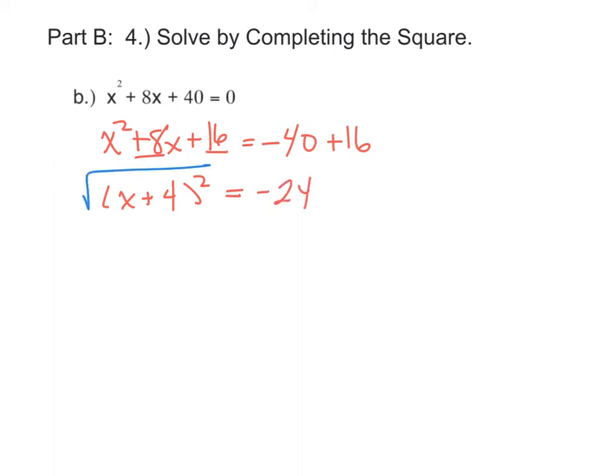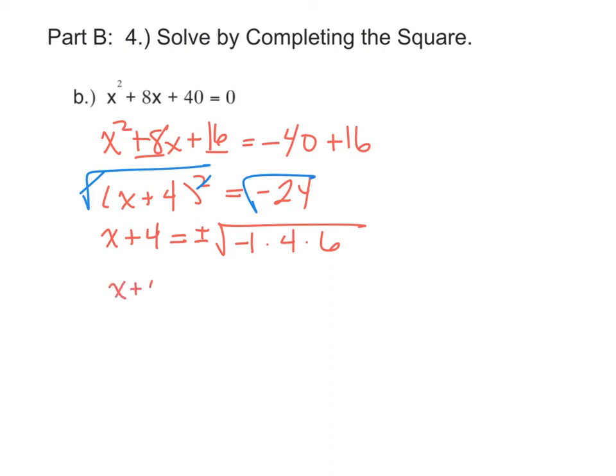Get rid of the squared by square rooting. And x plus 4 is going to equal the square root of negative 24. And so that's what we're going to have to deal with. And so let's think about that square root of negative 24. Well, negative 24 has a negative 1 in it. And 24 is 4 times 6.